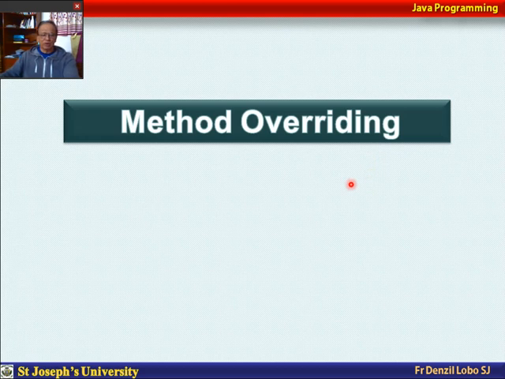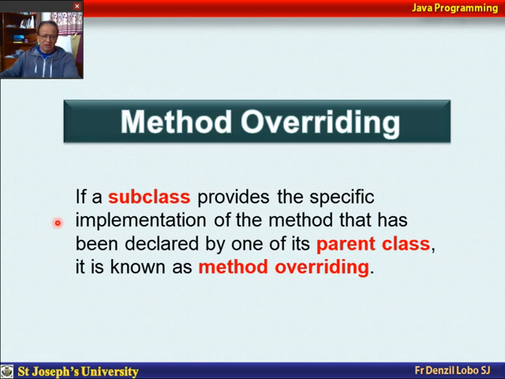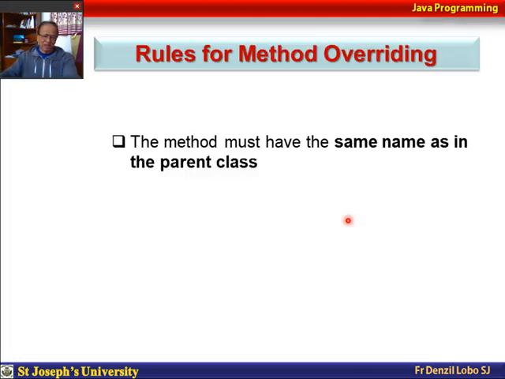Now we come to the concept of method overriding. Let us see what it is. If a subclass provides the specific implementation of a method that has been declared by one of its parent classes. As you know, you can have a method declared in the parent class and the subclass with the same name. Then what happens? It is called method overriding, or the method given in the subclass overrides the method which is present in the parent class. We will understand that with specific examples.